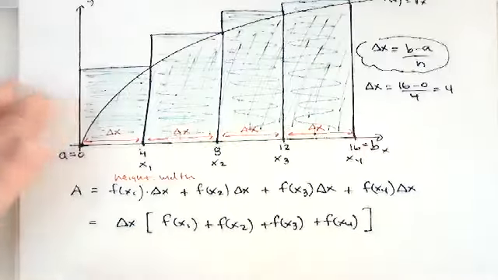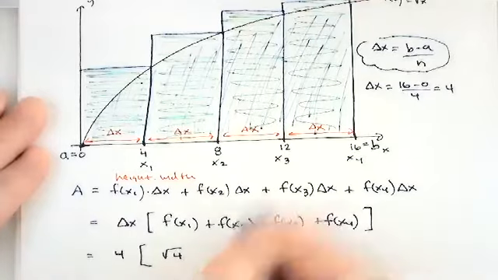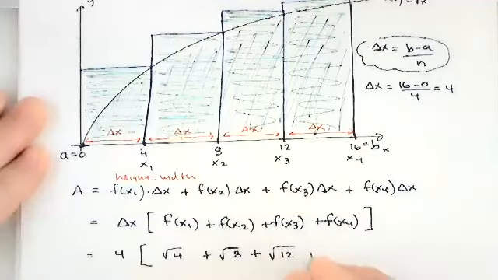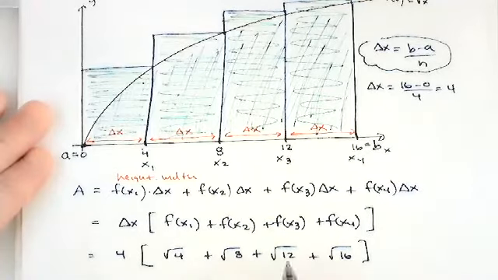So if we actually put in the numbers, and you'll have to do this on WebWorK, f of x1 means basically f of 4, which in this case would be the square root of 4, right? My function is the square root of x. This would be the square root of x2, the square root of 8, plus the square root of 12, plus the square root of 16. I know two of these are nice simple numbers, that's 2, that's 4, but these two you would need a calculator.